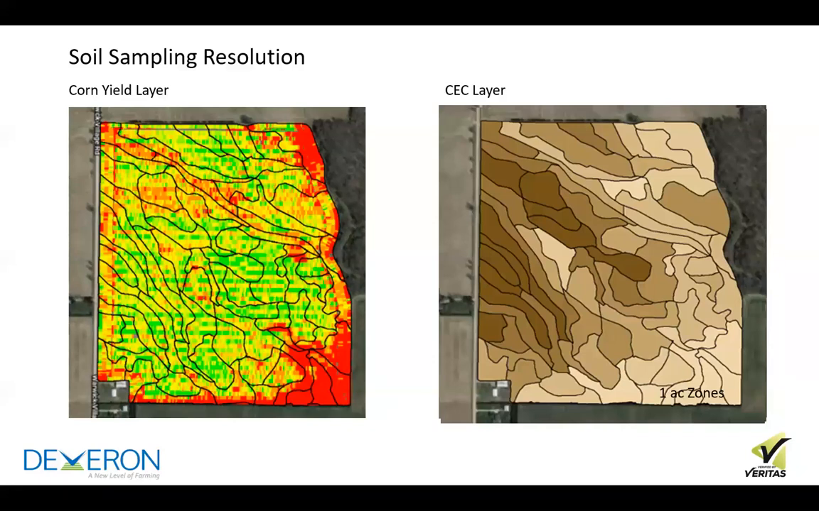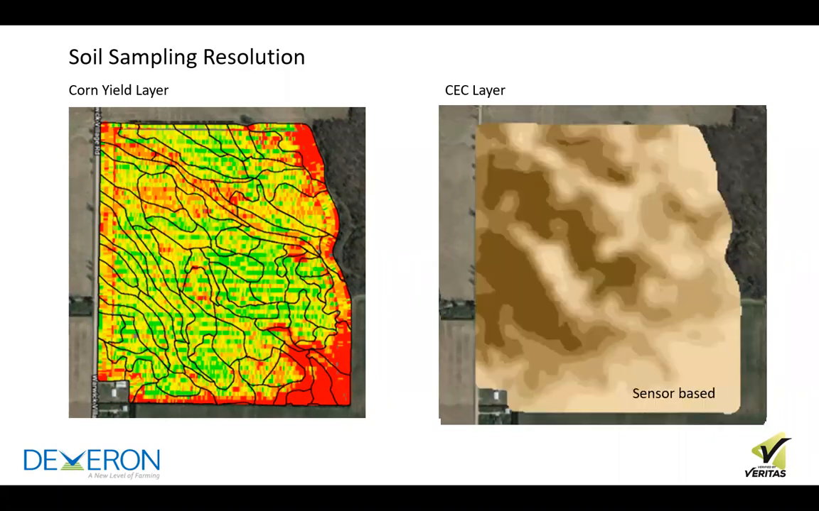Depending on your field, each sampling resolution will differ. For example, fairly flat fields can maybe do a 10-acre polygon, but fields with a lot of knolls, 2.5-acre polygons is needed. And then going back to the sensor-based, this example is the Soil Optics, and it's similar, but it's different results.